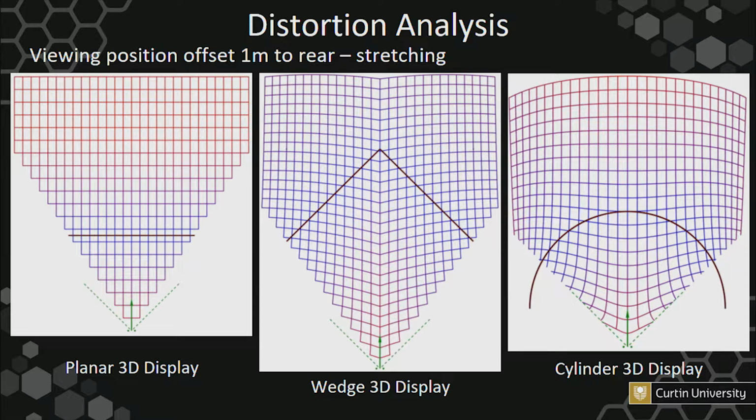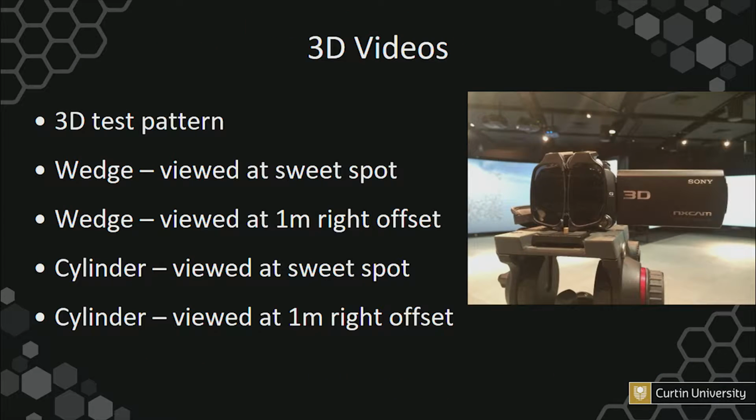Now, moving 1 metre back from the sweet spot, you also get some distortion, as you'd expect, and the 3D mapper already simulated that effect. So you get this form of stretching along this axis. The wedge display somewhat equalises it, but you still do get that stretching effect, and again a slight distortion effect there, but it's all fairly gentle, so that's not too much of a problem moving backwards and forwards.